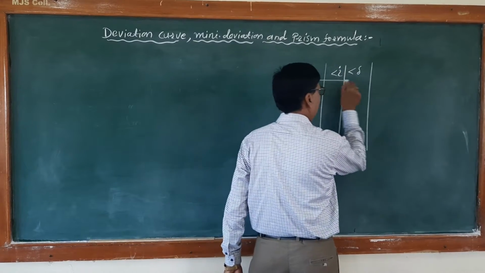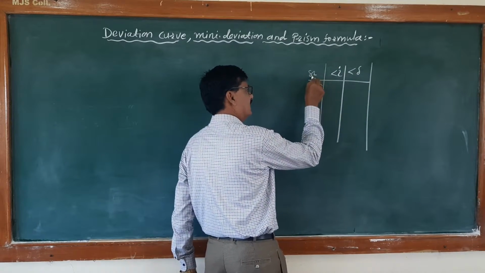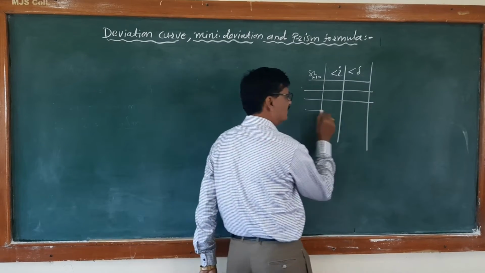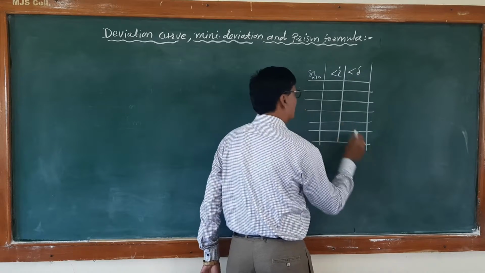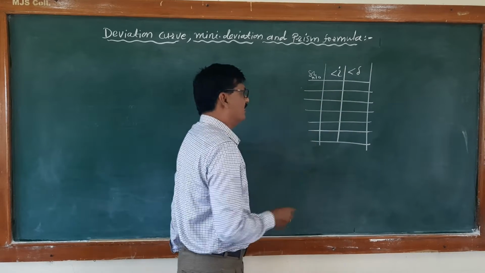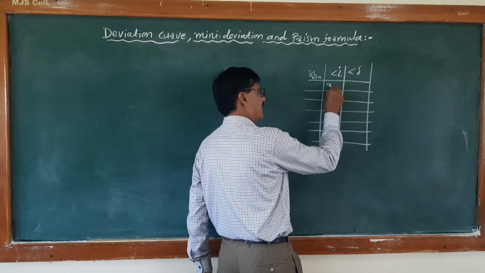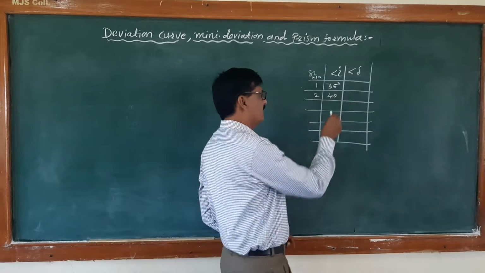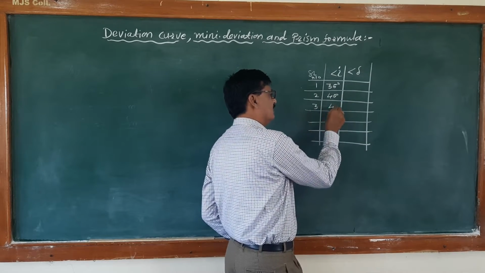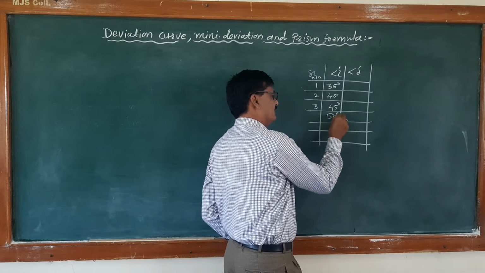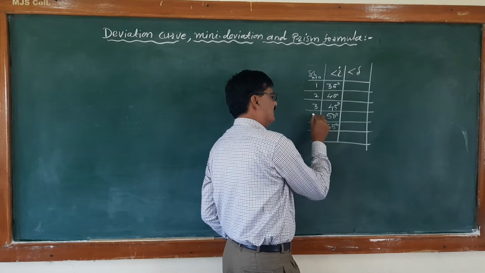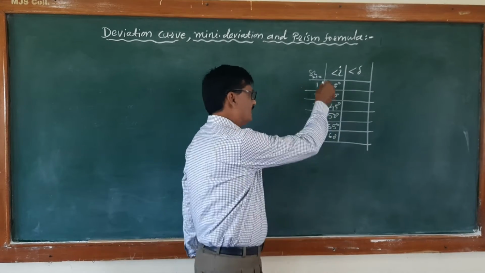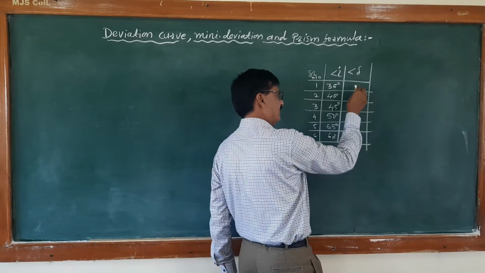I draw here different observations. This is the serial number: first observation, second observation, third observation, fourth, fifth, and so on. Initially the angle of incidence I take as 35 degree. For the second observation I increase it by 5 degree, 40 degree, then third observation 45 degree, then 50 degree, then 55 degree, and the sixth observation is 60 degree.